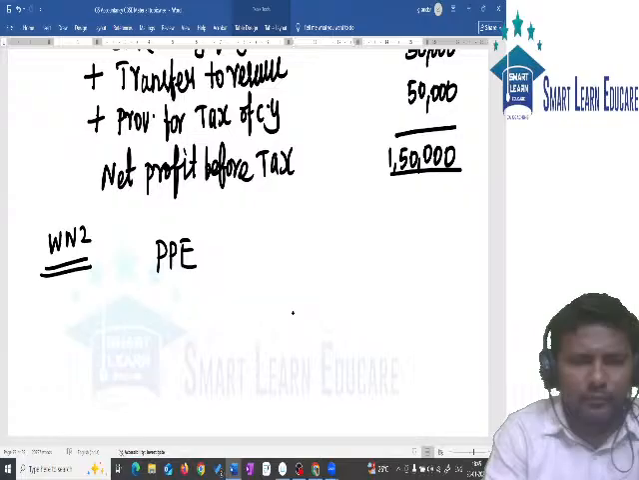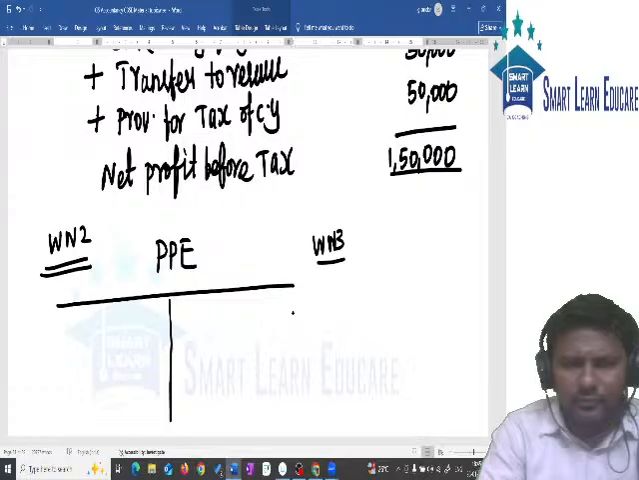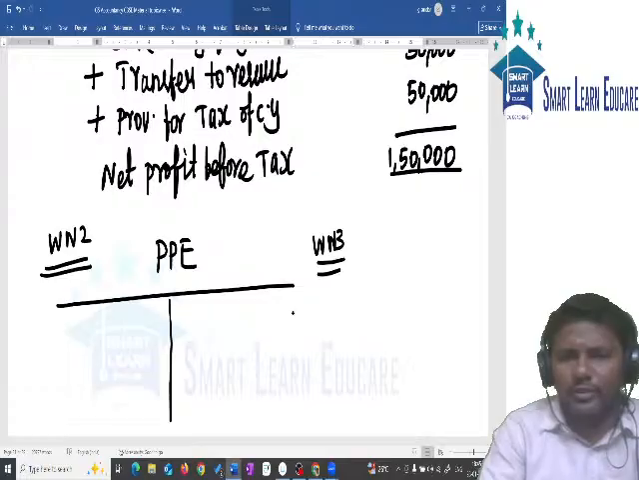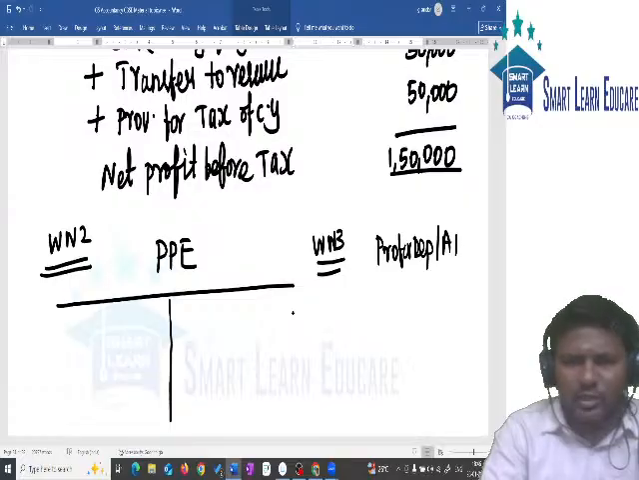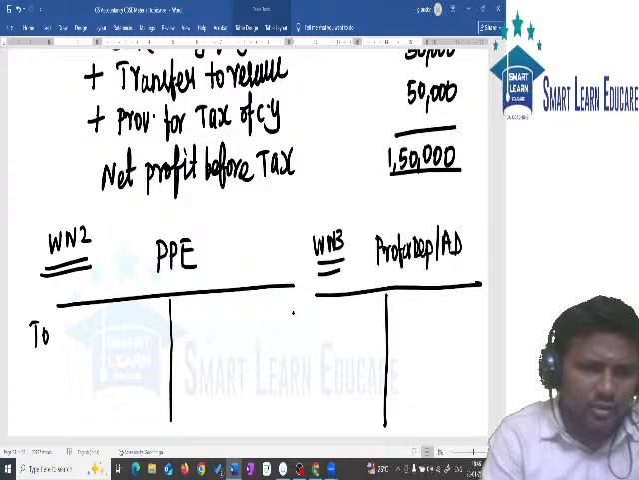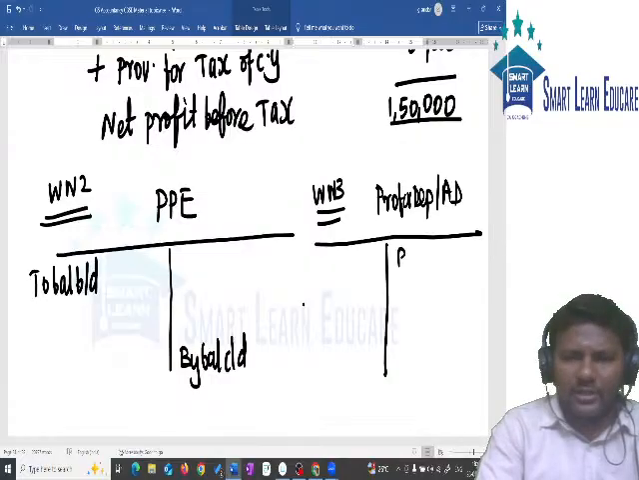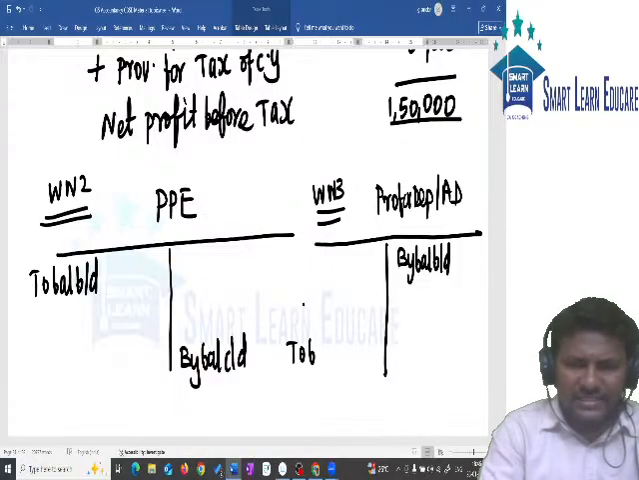PPE account. Also working note number 3, accumulated depreciation account, or provision for depreciation account, or accumulated depreciation. Both are the same, same meaning. First, PPE's opening balance: you write opening balance to balance brought down, and closing balance by balance carried down. Provision for depreciation: opening balance by balance brought down, and closing balance to balance carried down.